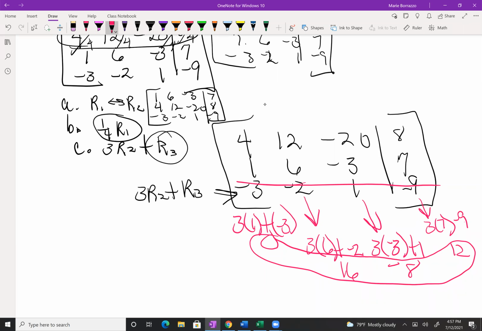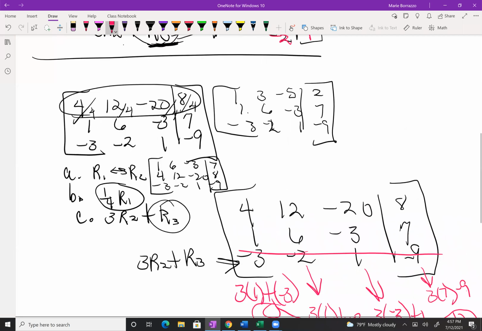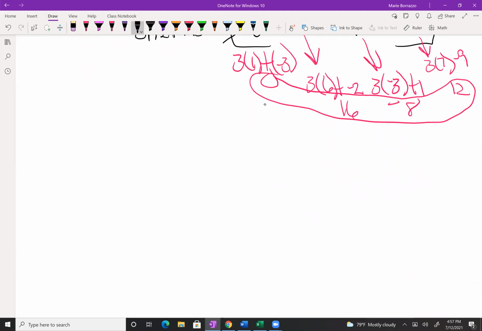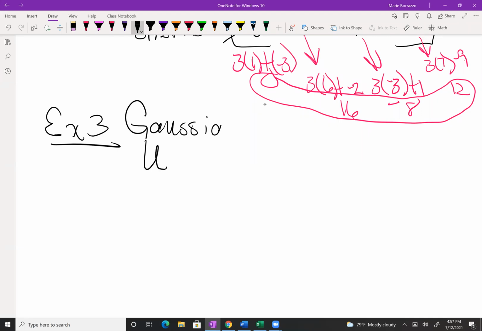Super. Okay. So you were asking, why am I teaching you those 3 things? Here we go. Example 3. Now this is where the fun begins. If you like Sudoku and those types of puzzles, this is kind of like the same thing. So you're going to use Gaussian elimination. So let me explain to you what Gaussian elimination is with back substitution.